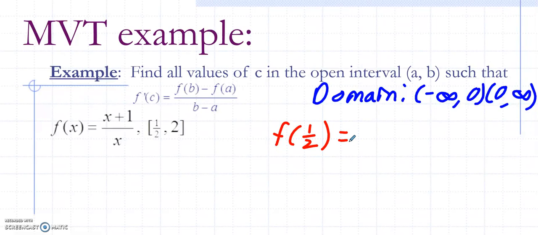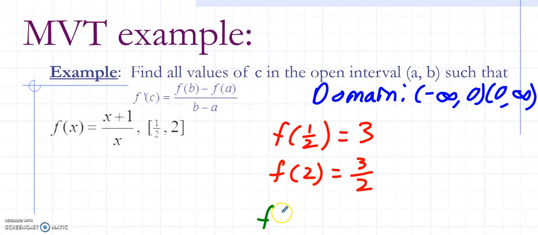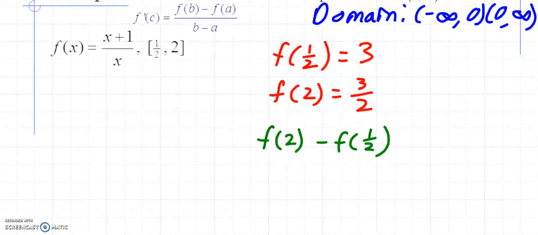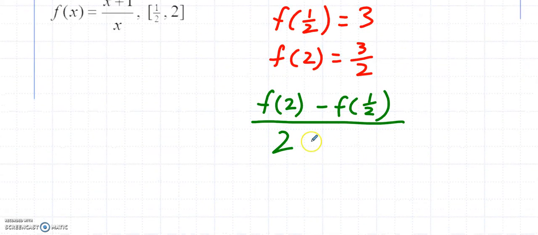Okay, so now first let's figure out, okay, what is f of 1/2? So I'm just finding the slope. So f of 1/2 is going to equal 3, and f of 2 is going to equal 3 over 2. So now let's actually find what is the slope. So f of 2 minus f of 1/2 over 2 minus 1/2, and that is going to equal -1. What I just did there is 3/2 minus 3 over 2 minus 1/2.